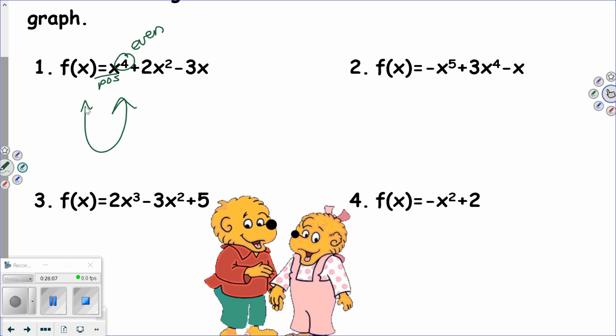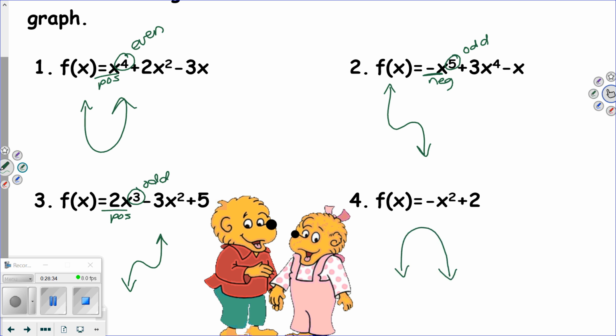What about number 2? Squiggly down. Very technical name there. It's because that is odd, and that one is negative, which makes it a squiggly down. What about number 3? Squiggly up, because that is odd and that is positive. And number 4, that's a frowny face because that is even and that is negative. All right. Questions on how to tell what its ends look like?